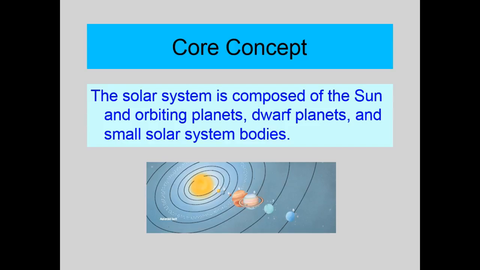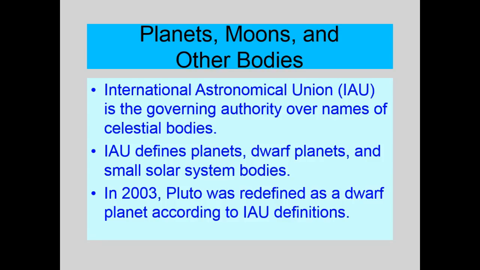Now, 15.1 is planets, dwarf planets, moons, and other bodies. Notice this: the new edition says dwarf planets, the old edition just said planets, moons, and other bodies.